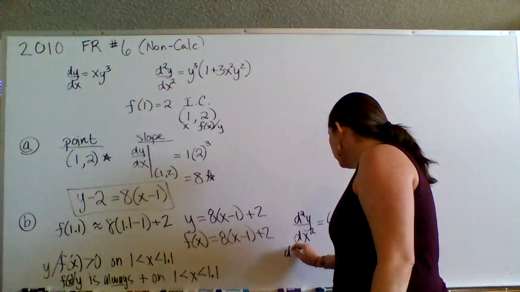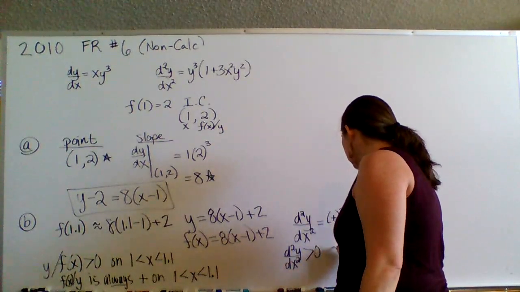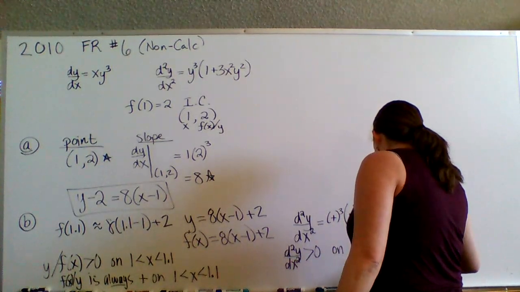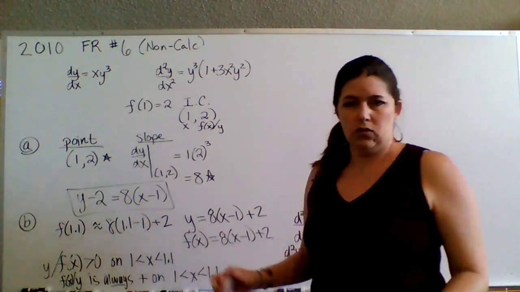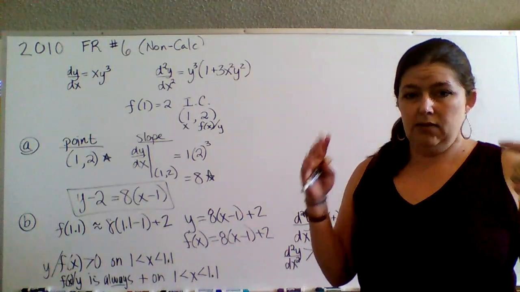So that means that my second derivative of y with respect to x twice is greater than 0 on our interval from 1 is less than x, which is less than 1.1. But I couldn't immediately get to that without knowing this and thinking it through a little bit. And by the way, I haven't really stated my conclusion. I just had to think it through.